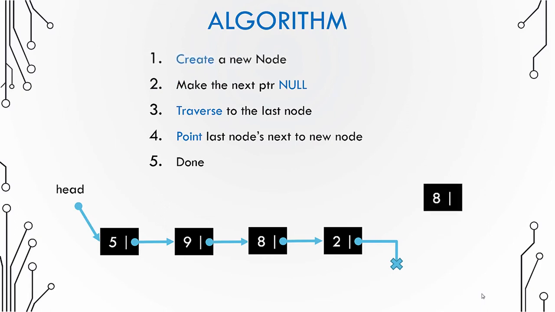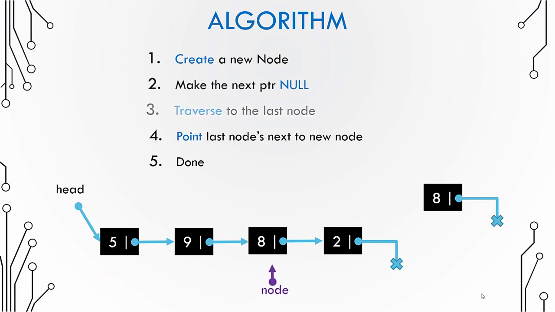And then since this node would be the last node, we would make its next pointer null. Because we are appending this node to the linked list, it would end up as the last node. Hence we make its next pointer null because there would not be any node after this. Now since you need to add this node to the end of the list, you need to traverse to the last node. Remember that there is no way to randomly access an element in a linked list. Hence, you need to traverse to the last node.